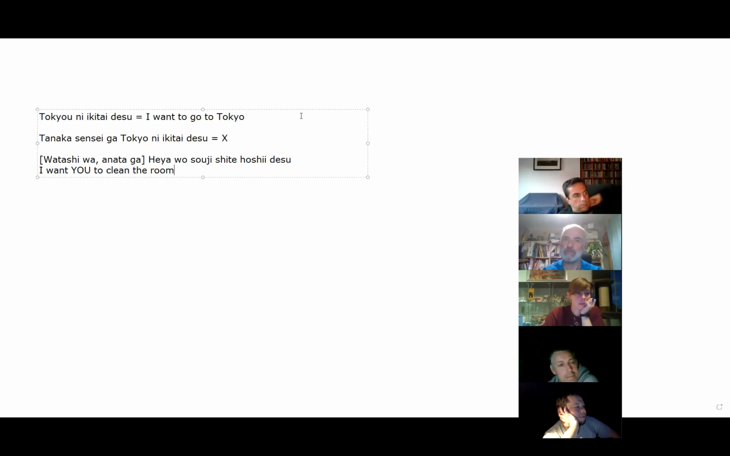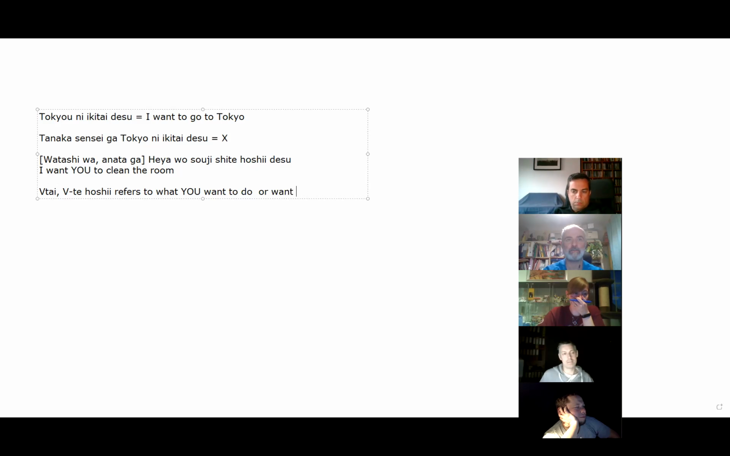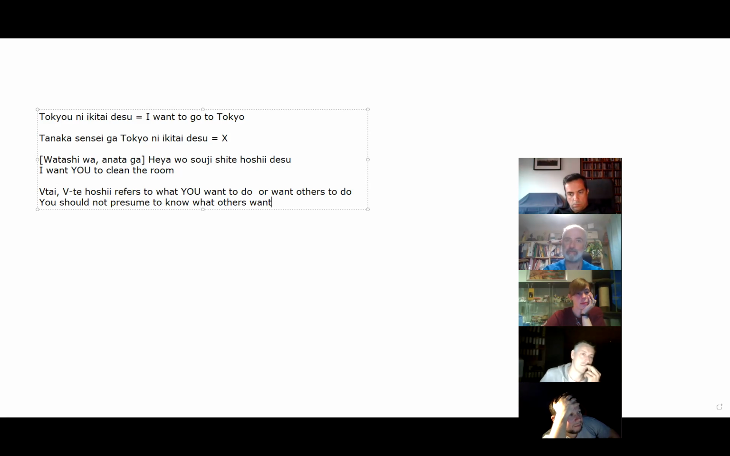So what I'm trying to stress now is that verb in the tai form and verb te hoshii refers to what you want to do or want others to do. This is the key thing. Let me just underline what this means. You should not presume to know what others want. This is the reason why we don't use it for other people. But there is, weirdly, a way around this.